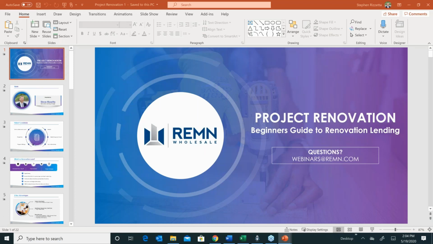So let's talk about what we're going to go over today. We'll briefly discuss what a renovation loan is, what the benefits are, what the process flow is on a file, how do we determine a basic loan amount, maybe for a pre-approval on purchase, what programs do we offer, what programs do we not offer, and also how to get started on your very first renovation loan.